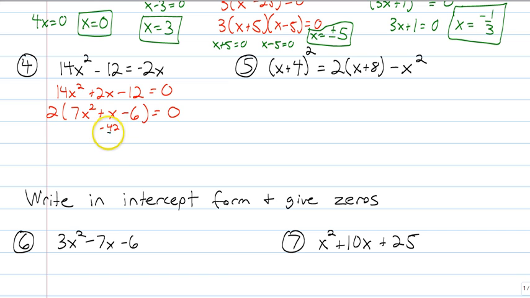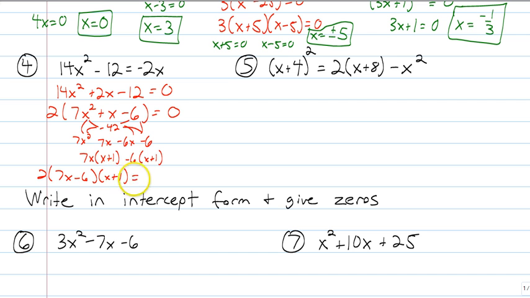I'm going to do positive 7x minus 6x minus 7x squared. Basically, I just did Batman real fast. Okay, so anyway, again, this should equal the middle there. So what I get is 7x times x plus 1 and negative 6 times x plus 1. So my answer here is 2 times 7x minus 6 and x plus 1 equals 0.